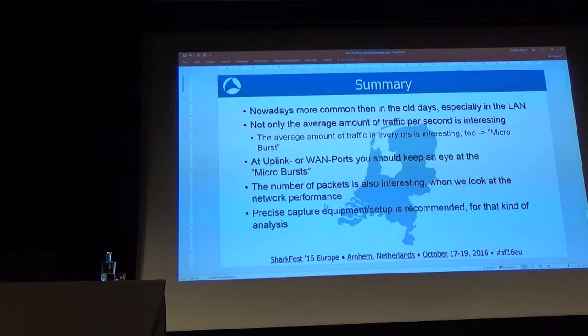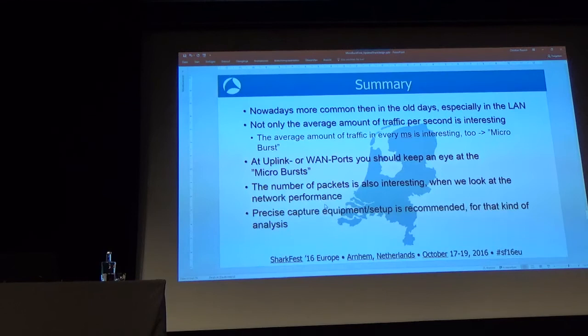Okay, we have seen that nowadays it's more common than in the past, because we often have the same transmission speed at different layers in the network. Think about access layer and distribution layer. I think it's the most common behavior where we have the same link speed. Often the core layer is 10 gigabit.